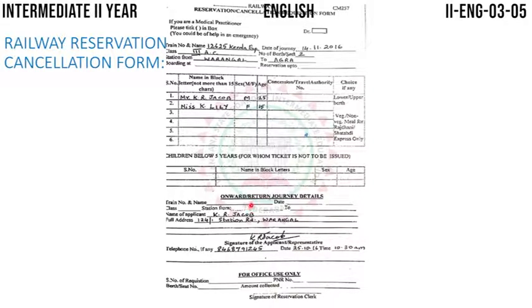Next, even this form can be used to book your return journey tickets also. So here you can mention them. Okay, so these are certain things you need to take care of. Let us see one more example here.